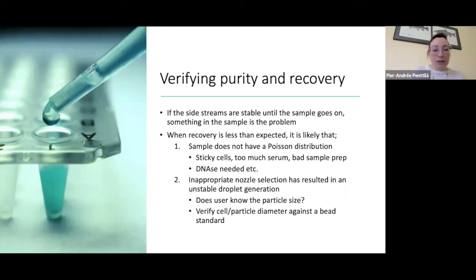So the first thing to do is to make sure that you understand and know how big the cell or the particle is that you want to sort, and to verify that against a bead standard first if it's unknown, as this will very much help us decide what type of nozzle to go ahead and use.